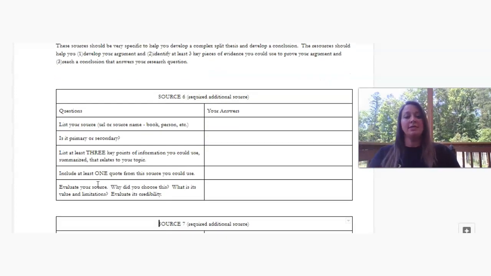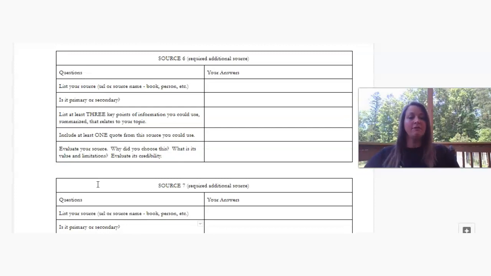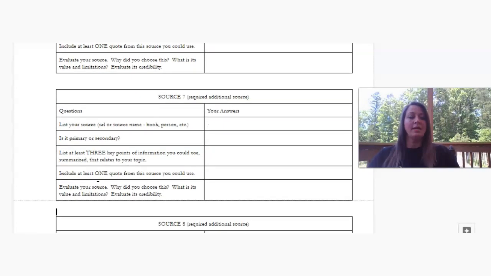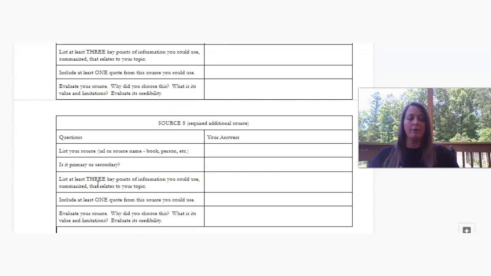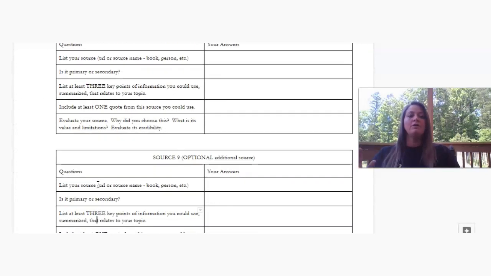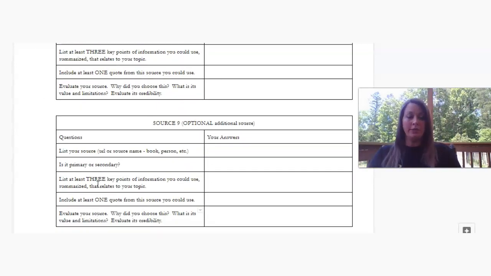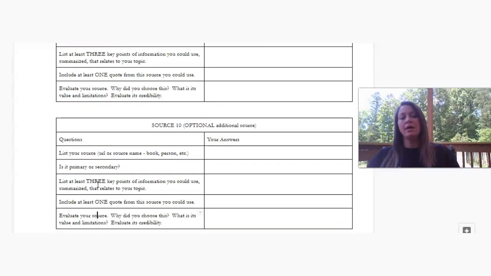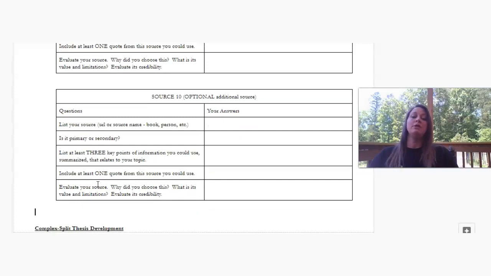So source 6 is a required source, so you have to have that one, because you've got the first 5 at the top. So this is source 6, and 7 is required, and 8 is required. Now, you can have 2 other optional resources, so that means you do not have to do a source 9 and source 10 unless it's just beneficial and helpful for you to develop your complex split thesis, which I know you're all excited about.